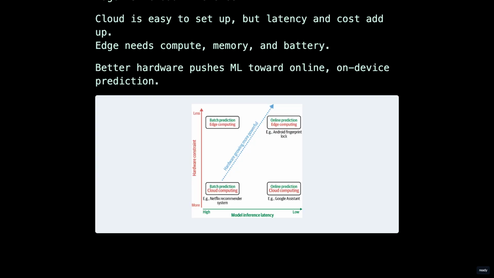The figure captures that direction of travel. Stronger hardware makes local inference more practical, so the model can move closer to where the data is generated. The important idea is the path from centralized cloud serving toward device-level prediction.